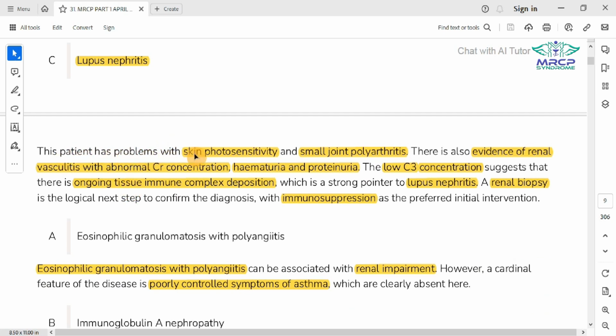This patient has problems with skin photosensitivity and small joint polyarthritis. There is also evidence of renal vasculitis with abnormal creatinine concentration, hematuria, and proteinuria. Remember, in case of SLE, in case of lupus nephritis, there should be a combination of both hematuria and proteinuria. The low C3 concentration suggests that there is ongoing tissue immune complex deposition, which is a strong pointer to lupus nephritis. A renal biopsy is the logical next step to confirm the diagnosis, with immunosuppression as the preferred initial intervention.